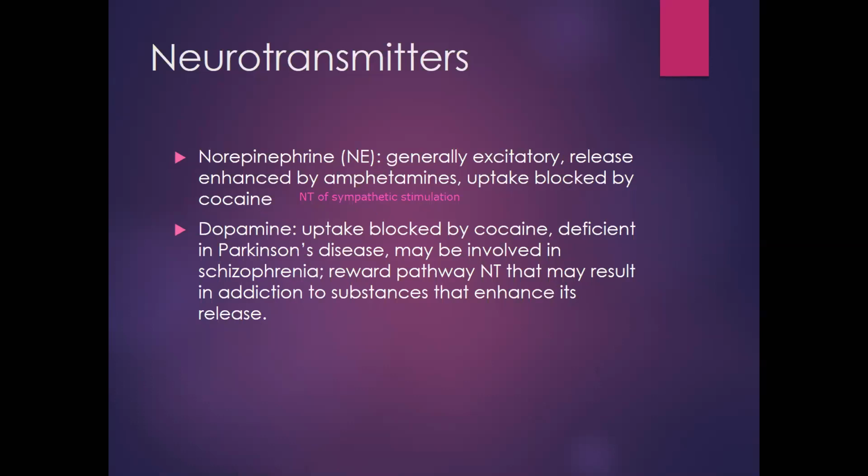What do I need you to know about dopamine? Dopamine is also going to stay in the gap like norepinephrine will because of cocaine. It is the neurotransmitter that makes sure you don't have Parkinson's disease. When you have Parkinson's disease, you don't have enough dopamine. We'll talk more about that on Wednesday. It may be involved in schizophrenia. But here's the important thing: it's our reward pathway neurotransmitter. So when there are substances that increase our release of dopamine, we can become addicted to those. Heroin is a really good example. Again, we'll talk about that on Wednesday.